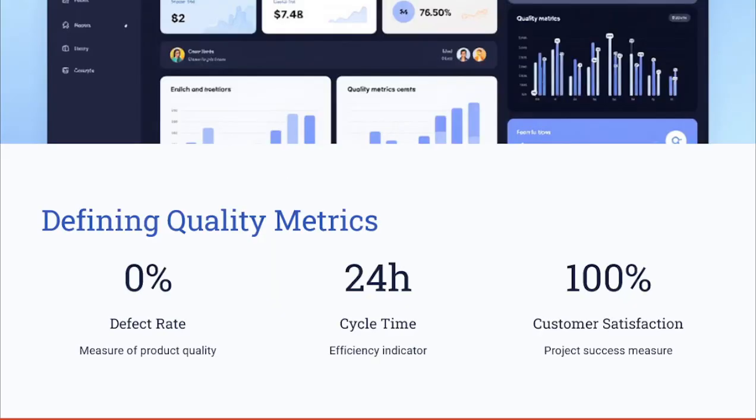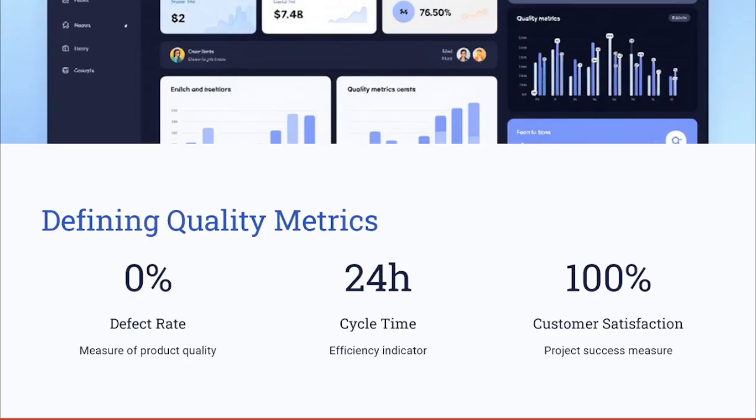Now let's define the quality metrics. Quality metrics are specific and measurable values that help monitor the success of the quality management efforts. These metrics include factors like, for example, the defect frequency, cycle time, and customer satisfaction, which are used to assess whether the project is meeting its quality standards. And by tracking these metrics, project managers can identify trends and areas for improvement, ensuring that the quality remains aligned with stakeholder expectations throughout the project lifecycle.